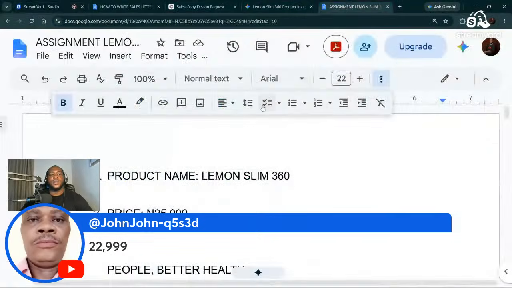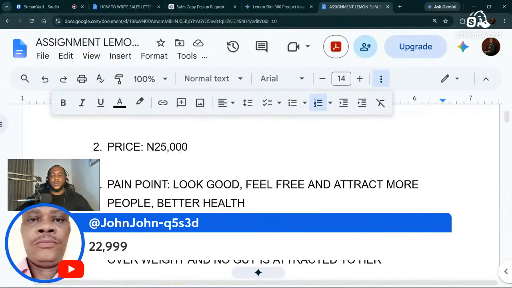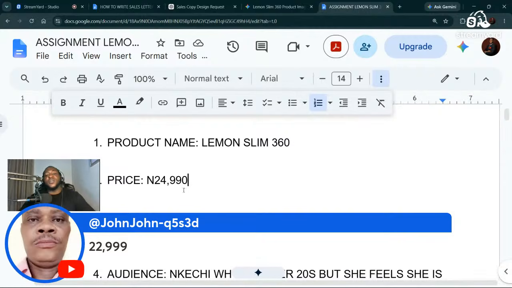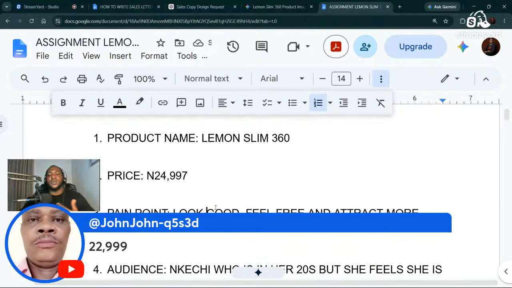So I'm going to change the pricing for this product. Instead of using 20,000, we are going to use 24,990. Thank you so much, sir, for that one. I like using this pricing because it gives people the psychological trigger that, thank God, I'm not paying 25K, I'm paying 24K. But they will not know that it's just an additional 10 naira you removed. Most times I used to use 997 too. So use anyone that works for you, but understand that this is the range.